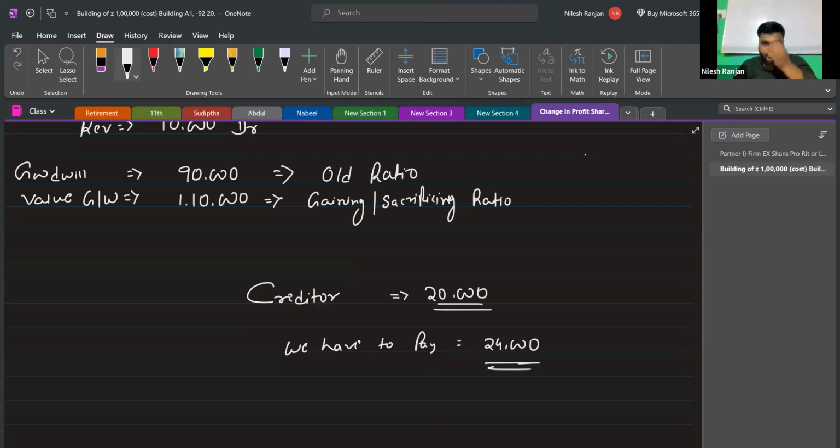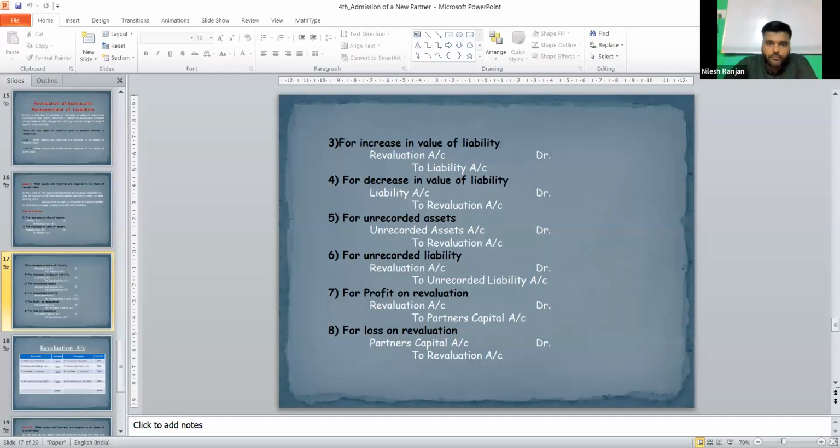So whenever there is any increase in value of liability, it is loss for the firm. And if there is decrease in value of liability, let's say some of the creditors give us discount while paying the amount, in that case, that is profit for us. It will be liability account debit to revaluation account.